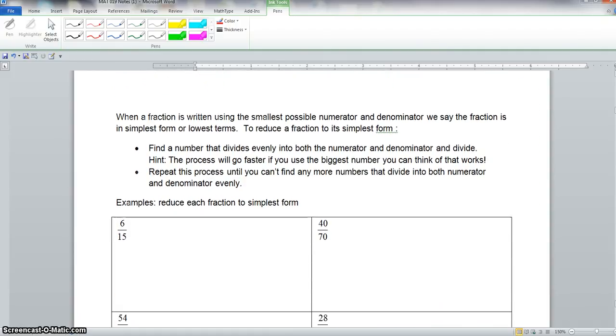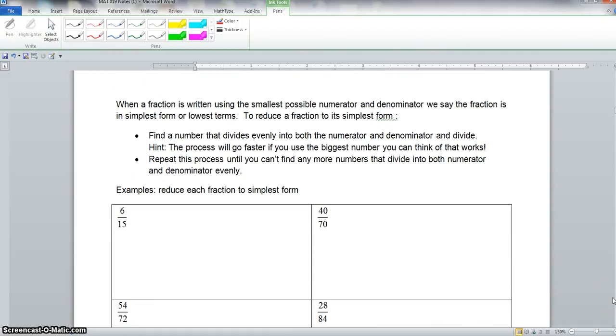Now it says when a fraction is written using the smallest possible numerator and denominator, we say the fraction is in simplest form or lowest terms. To reduce a fraction to its simplest form, first we find a number that divides evenly into both the numerator and denominator and divide. Hint, the process will go faster if you use the biggest number you can think of that works.